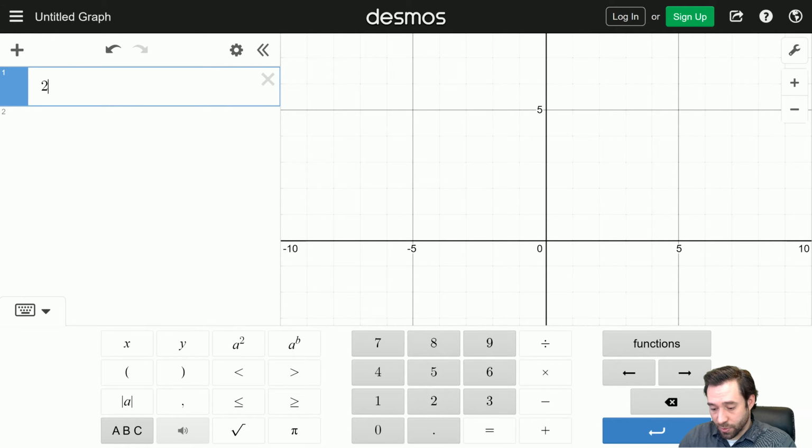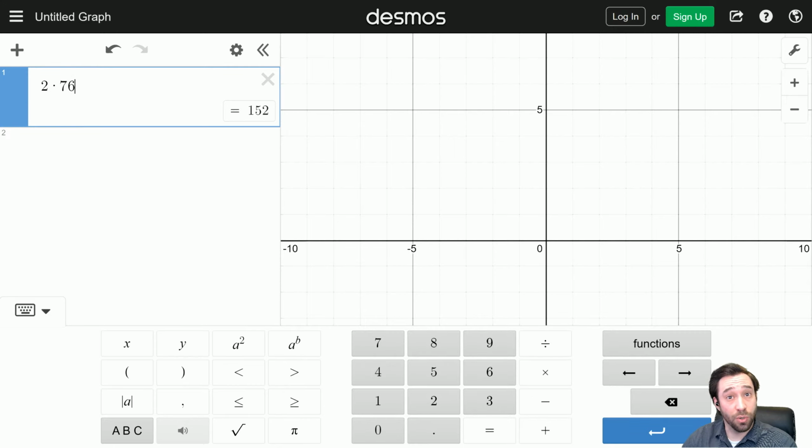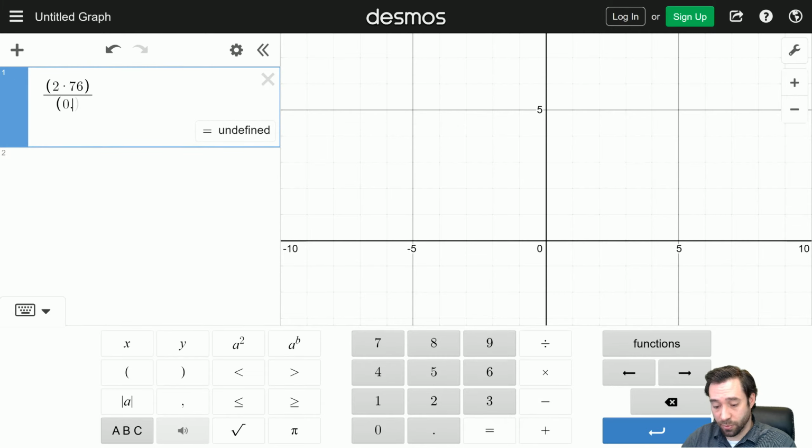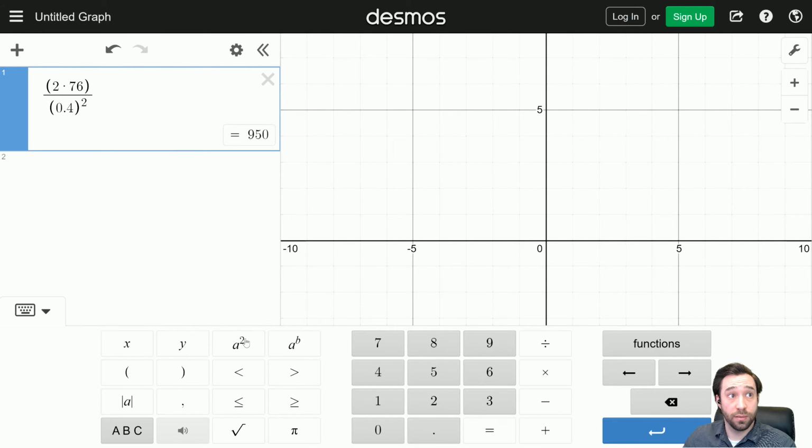So I'm going to have 2 times 76. Now I want to show you, if I don't put the parentheses, watch what happens. When I do the division, it only goes under the 76. I don't want that. So what I'm going to do is put a closed parenthesis, and again that automatically puts the open one on the end. And then I'm going to do the division here, and then open parenthesis 0.4, close parenthesis, and then I will square it. So I get 950.